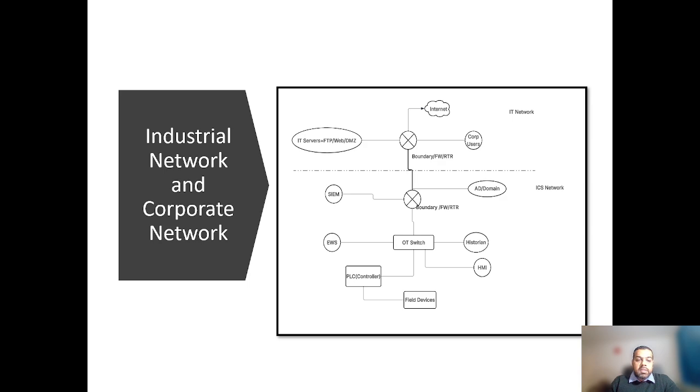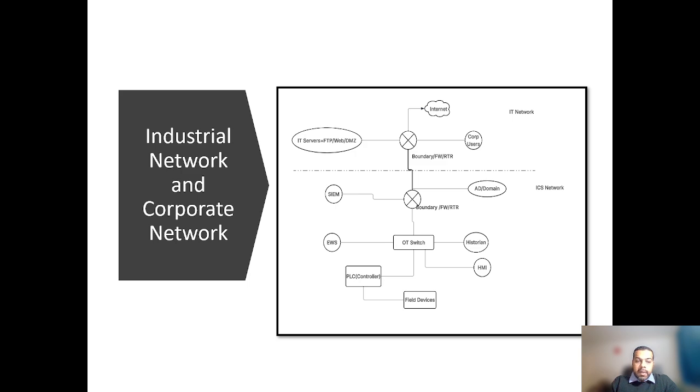And at the top, you will see a connection to the corporate network, which we are going to discuss in the next slide also. So this expanded architecture represents a more realistic picture of how today's industrial networks operate: interconnected, layered, and supported by a range of systems for operations, for maintenance, for security.